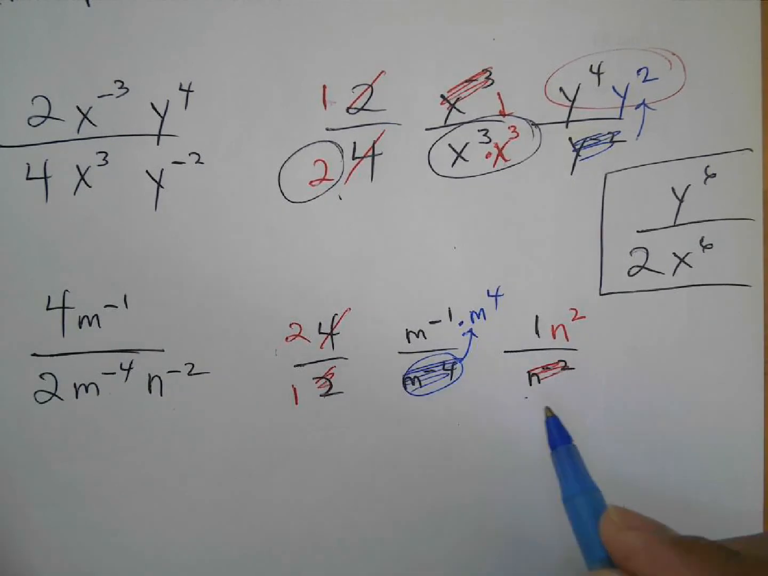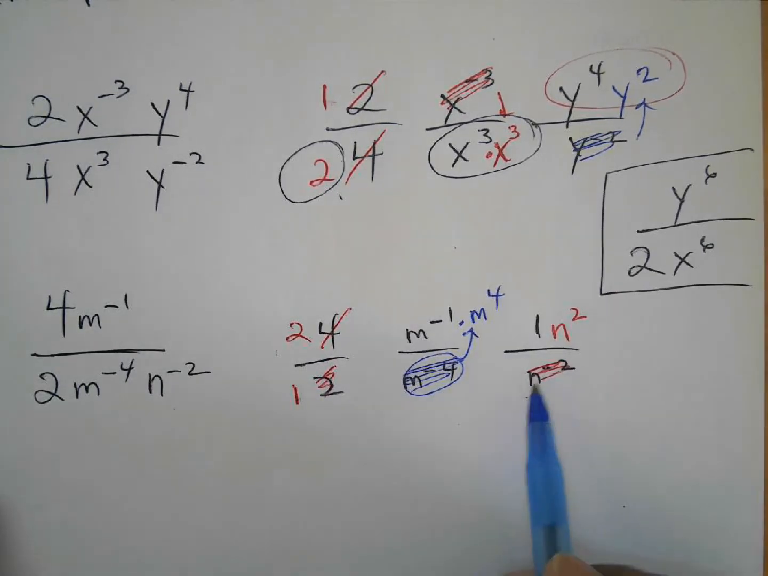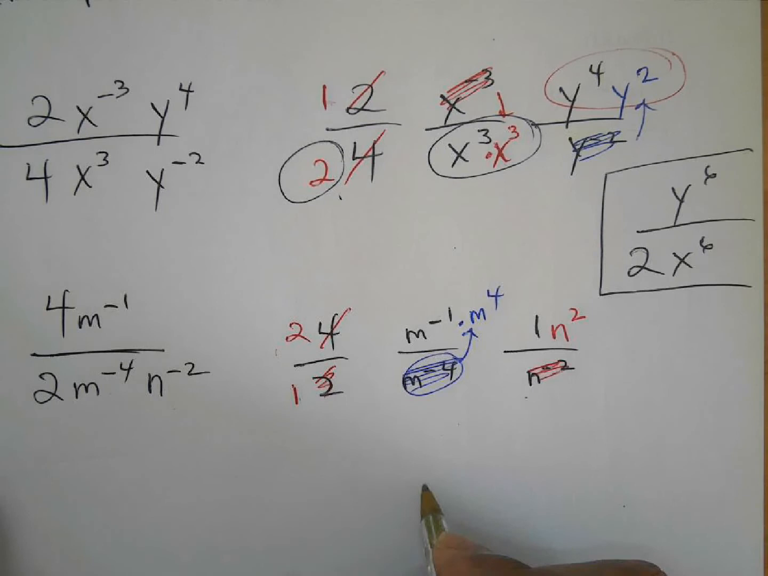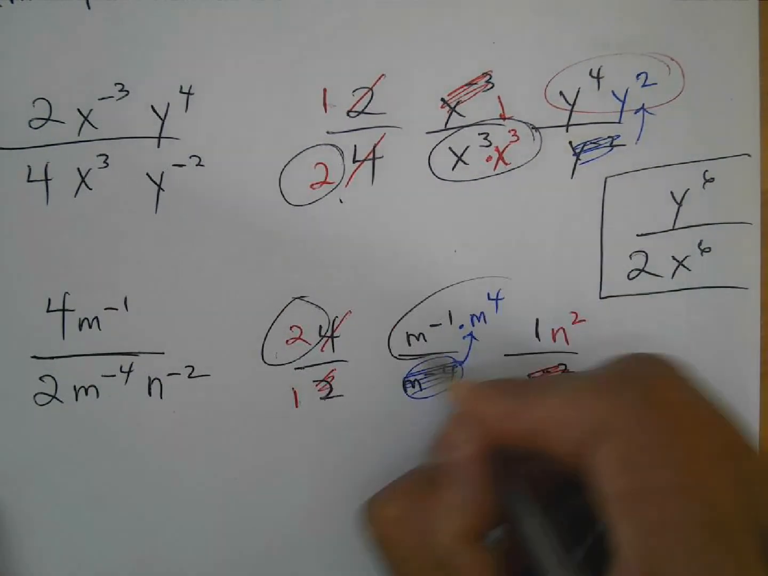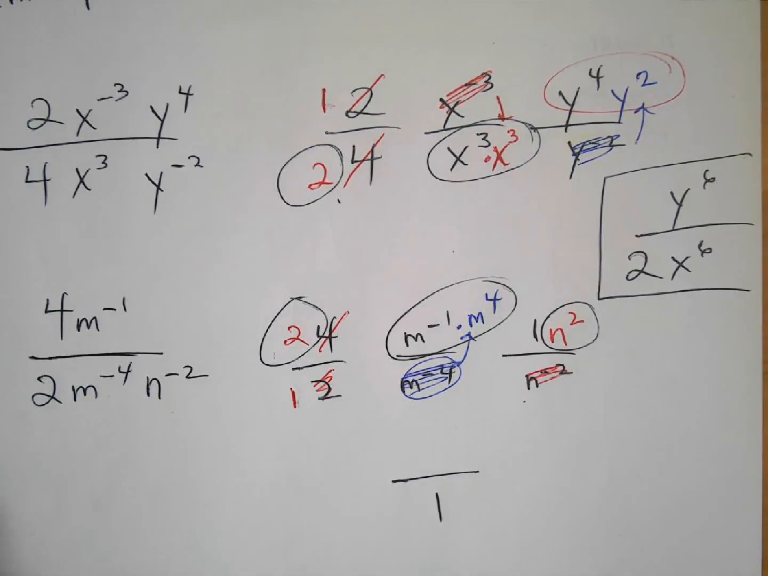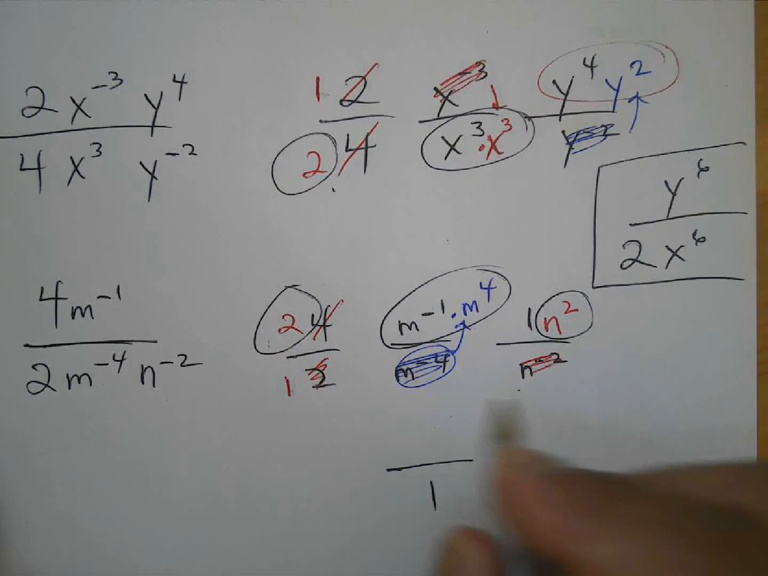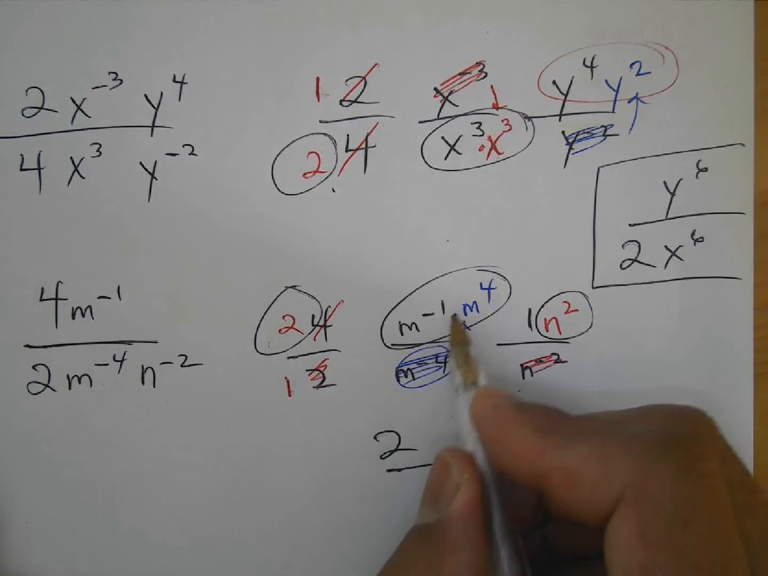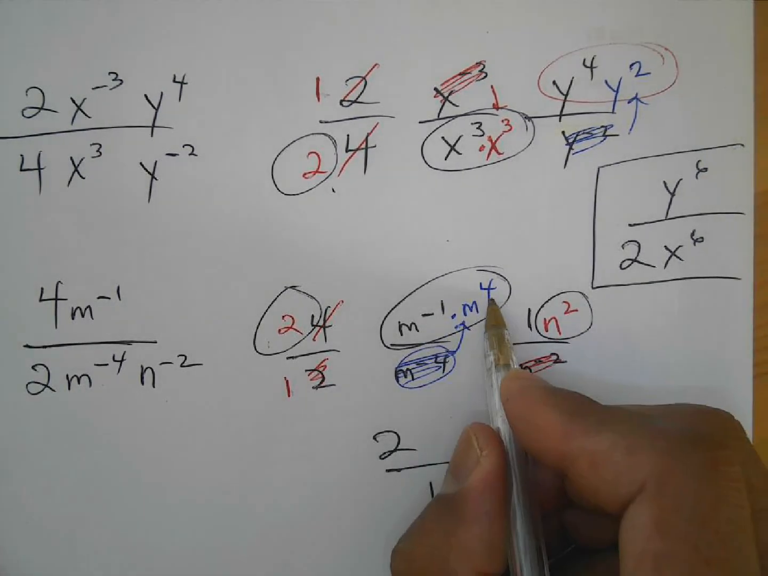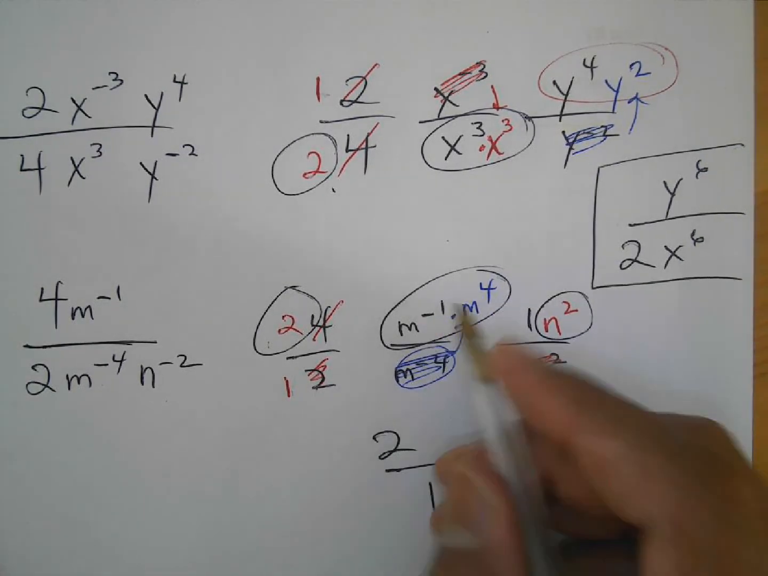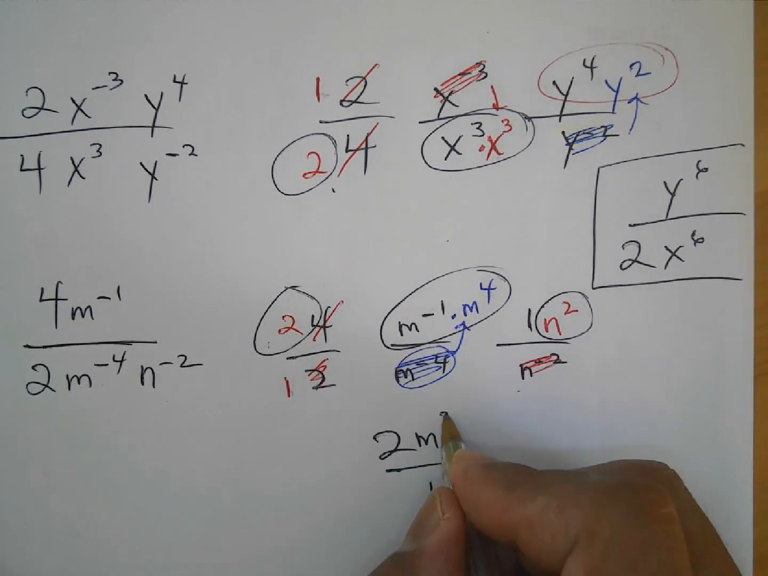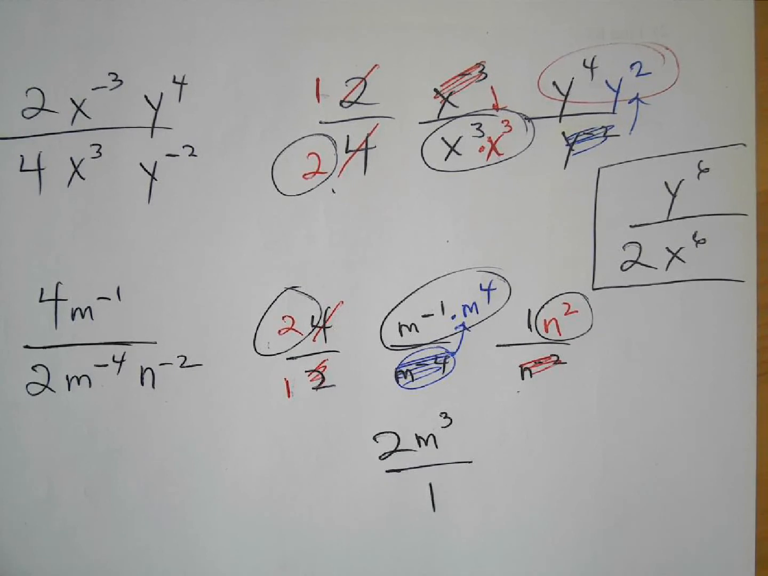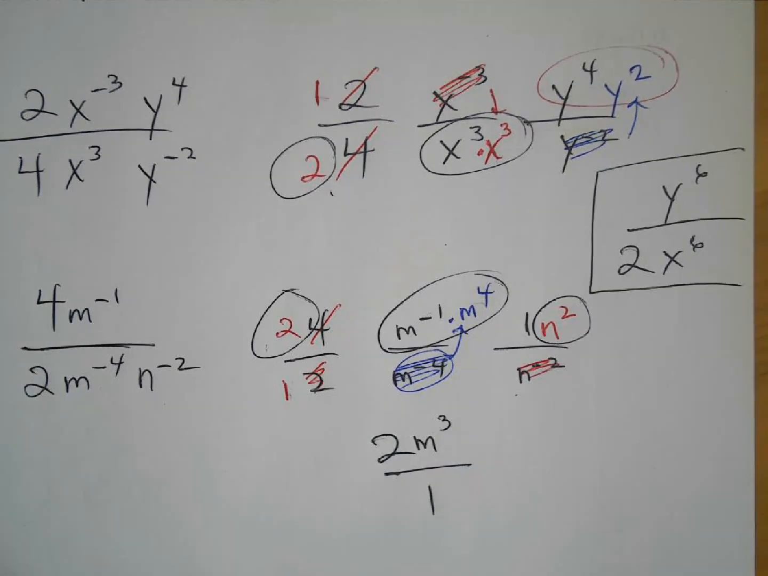So this one's not here anymore. This is a 1, and this one's not here anymore. So really on the bottom, we only have a 1. And this is what's left on the top. What's left on the top? A 2. Negative 1 plus 4 is the same as 4 take away 1. So that's m to the power of what? 3. Right, you add those, you get a positive 3.